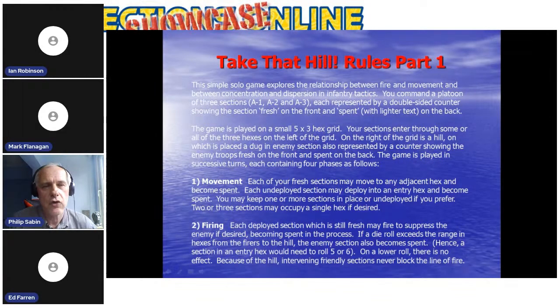I avoid any kind of combat results tables by having a simple system based on rolling a dice that's higher than the range in hexes, or equal to or higher than the range in hexes. Trying to boil down the rules as well as the size of the game to something as small and simple as I possibly could.